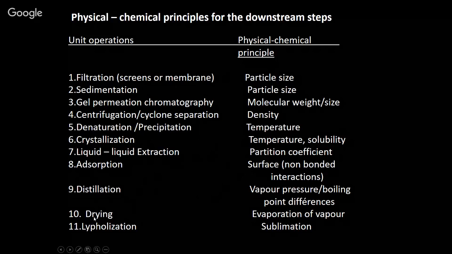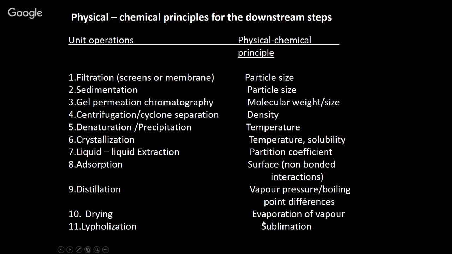Then comes drying. Basically, you are talking about evaporation of the vapor. If your product is a solid, then you resort to drying. Of course, drying temperature may go to 60, 70, 80. So if it's a pharmaceutical product, drying is widely used. But if you're talking about immobilized enzymes, it's not a good idea to use drying because temperature can go up. So in such situations, they go for lyophilization.